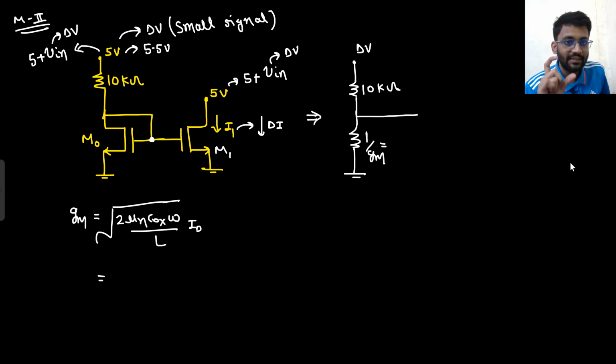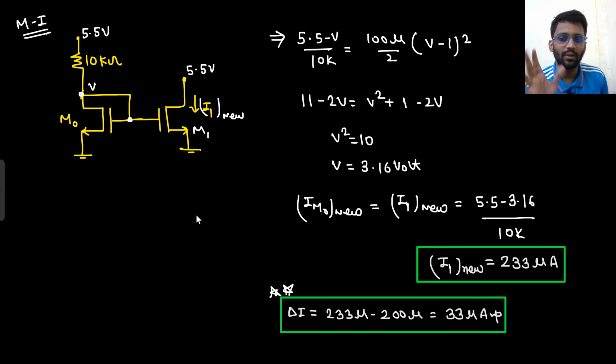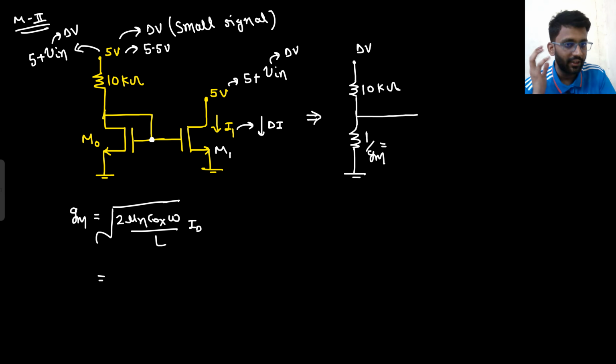But now 1 by GM will be taken with respect to this 5 volt, because our DC potential is 5 volt. So 1 by GM value will be taken with respect to that 5 volt. Did you understand this point or not? This is the method that I am going to tell you. If you are not able to understand by this method, you can go with this one as well. But that will give you a very intuitive approach of looking at the circuit.